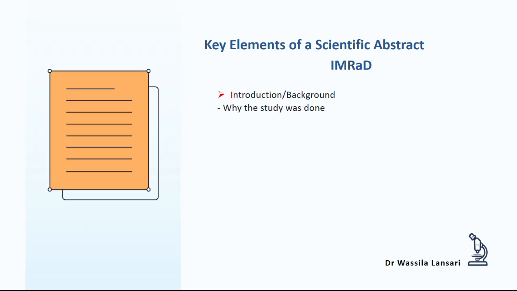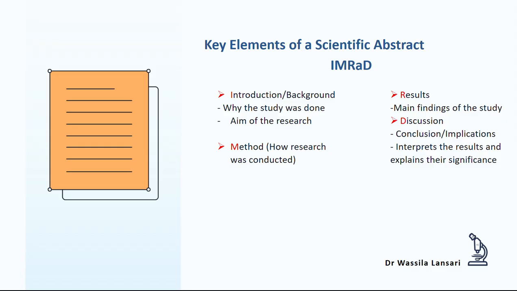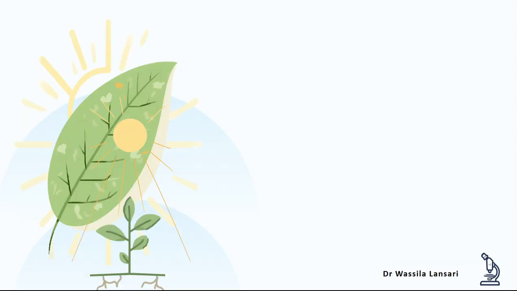Here we have: I is for the introduction of the abstract. M is for the method, how the research was conducted. R is for the results, where there are the main findings of the study. And D is for the discussion, where there is the conclusion, the implications, and we interpret the results and explain their significance. Let's have an example of an abstract.